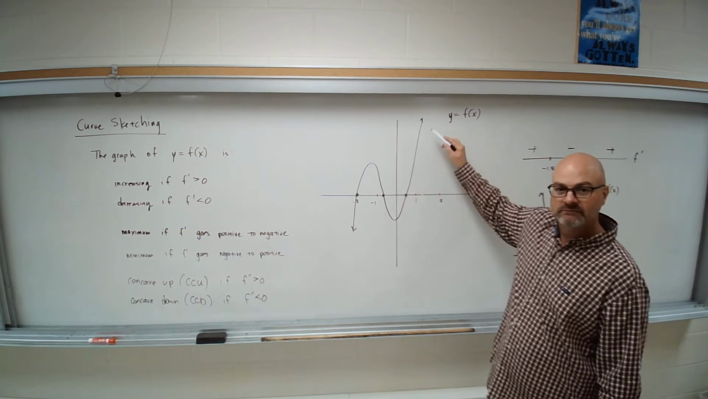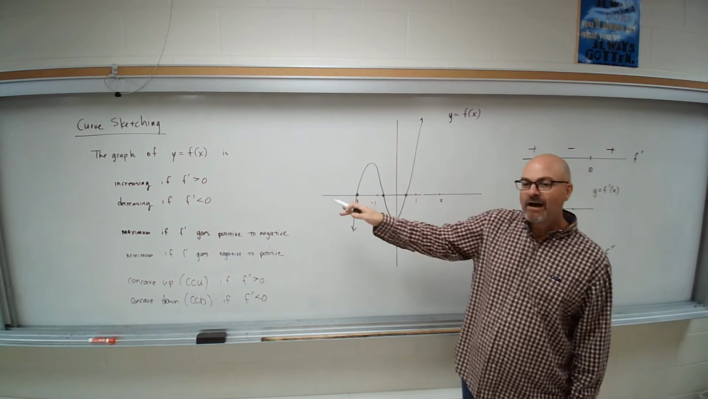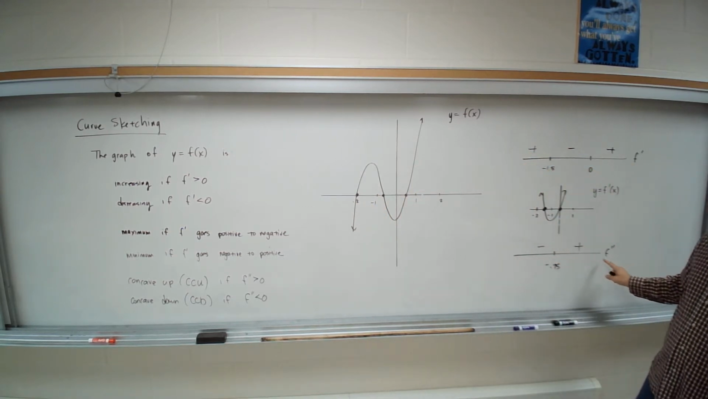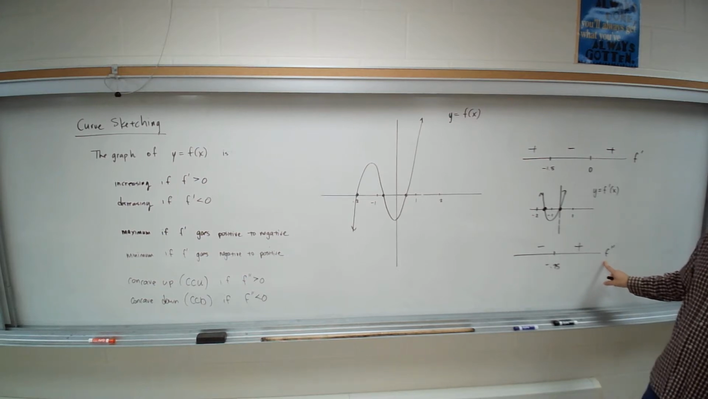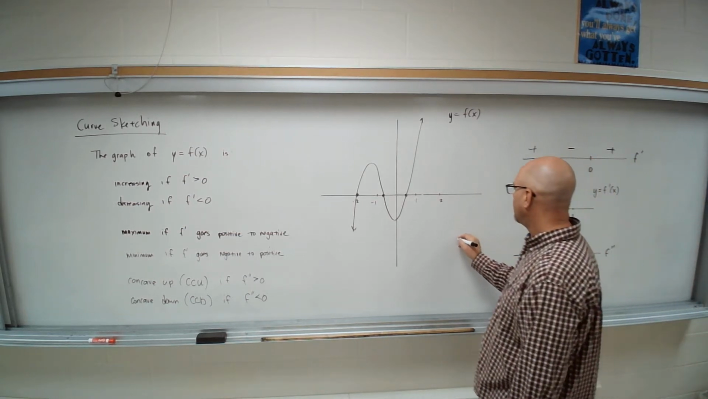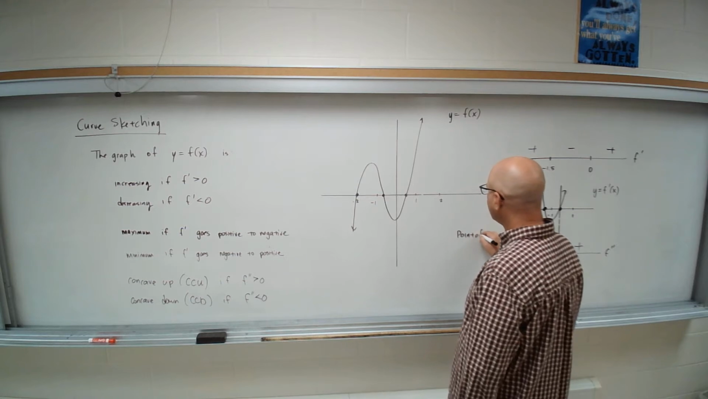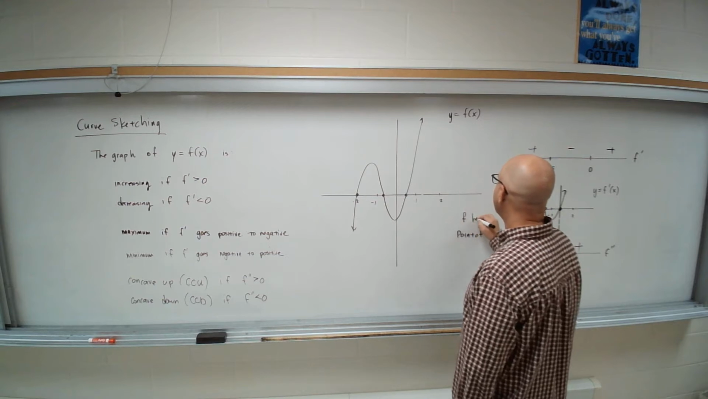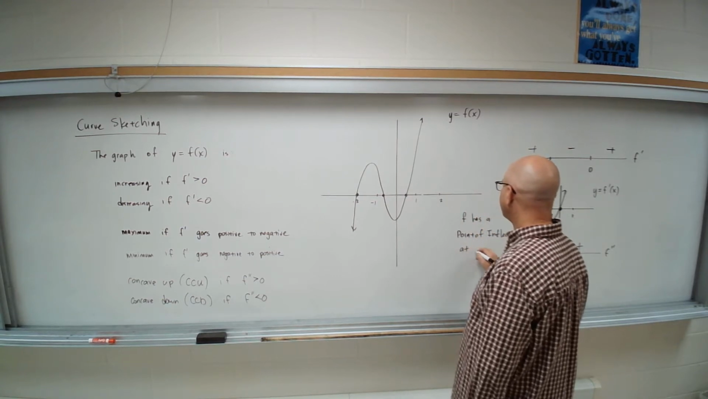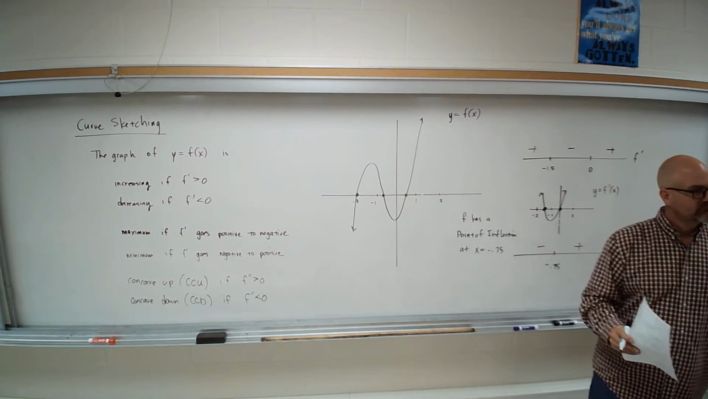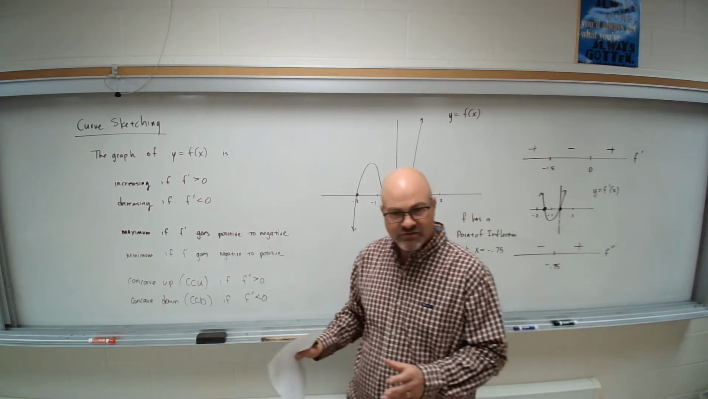The one thing that we did not put in our table, but I can mention it, is that this point here, when f double prime changes signs, is called a point of inflection. It's where it switches from concave up to concave down. We'll talk more about that, but it's called a point of inflection. So f has a point of inflection at x equals negative 0.75. Does that seem clear-ish?